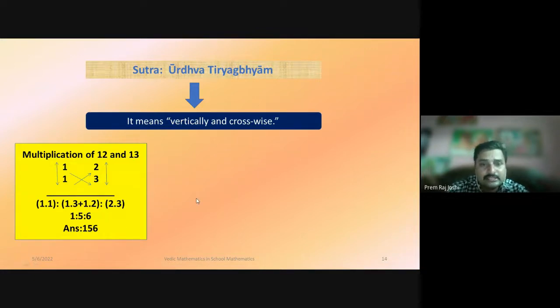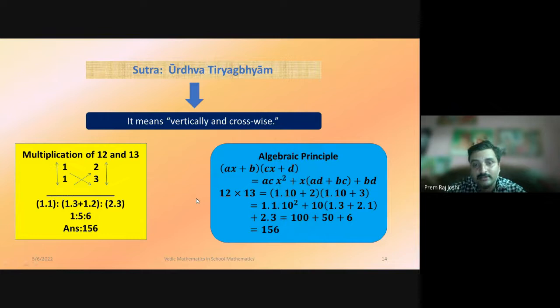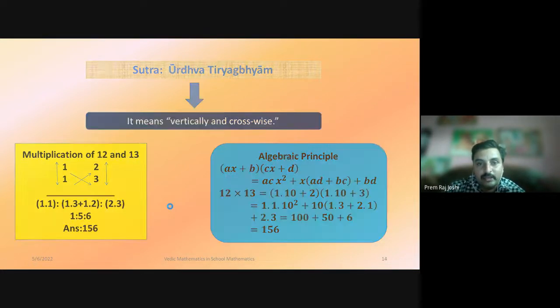In the case of larger numbers, we need to take the carry as well. This is the algebraic explanation of this kind of multiplication. To multiply 12 and 13, I have written 12 as 1 into 10 plus 2, and 13 as 1 into 10 plus 3. Doing it according to this formula, we get 156. So this formula is coherent with the algebraic principle as well.